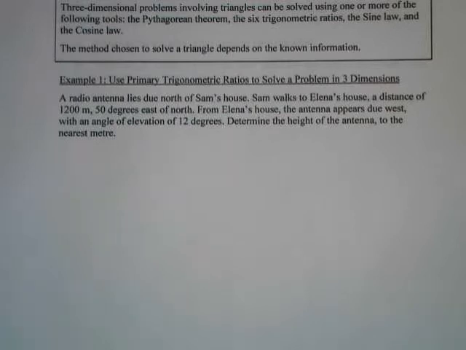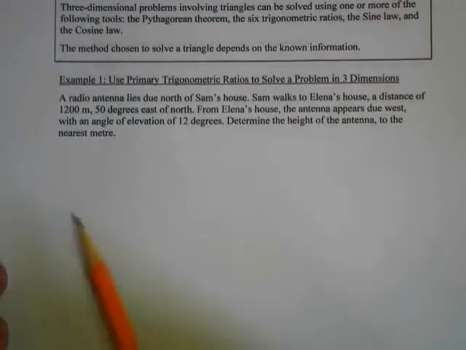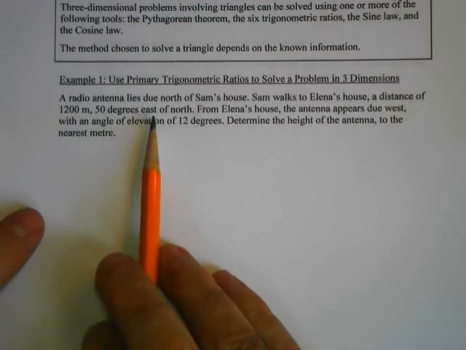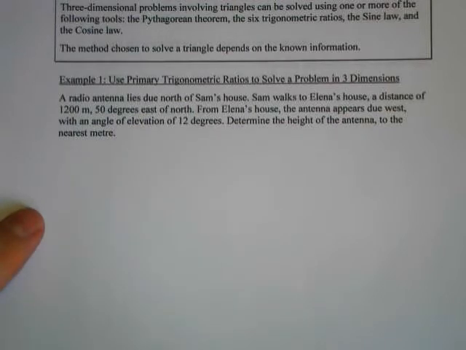Okay, so our first word problem example: a radio antenna lies due south of Sam's house. Sam walks to Elena's house, a distance of 1,200 meters, 50 degrees east of north. From Elena's house, the antenna appears due west with an angle of elevation of 12 degrees. Determine the height of the antenna to the nearest meter. Well, when you first read that, there's so much information. It's very complicated, but we're basically going to start with the first part here, the radio antenna lies due north of Sam's house.